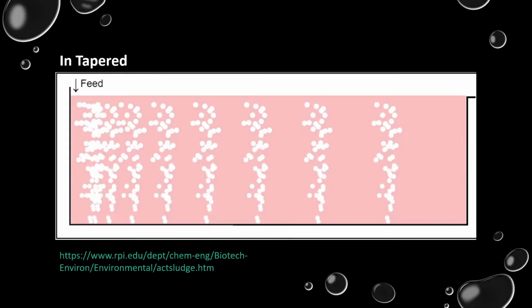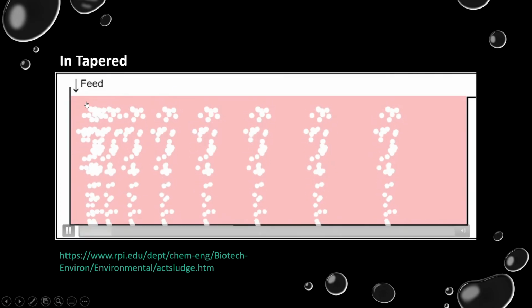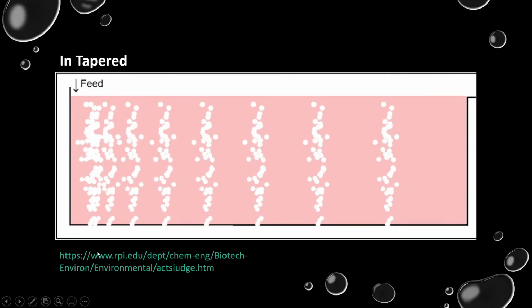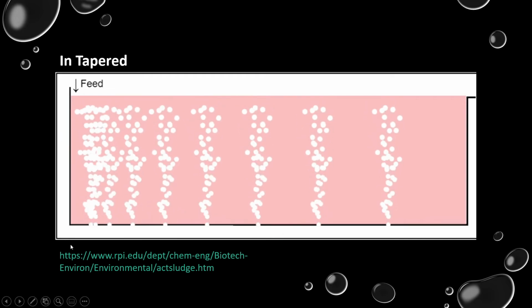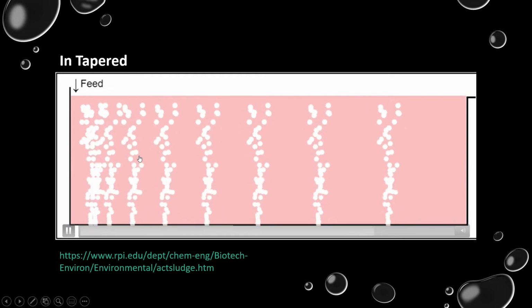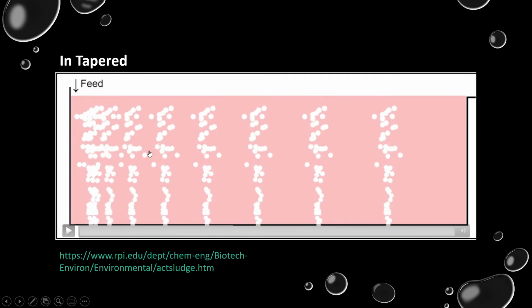Ito ang nangyayari sa tapered aeration. Now, near the inlet, makikita natin na kinukumpul-kumpul ang ating air diffusers dito. Kaya mas malaki ang intensity ng air supply near the inlet, and the more it travels along the length of the tank ay nag-i-increase din ang spacing ng kanyang diffusers.